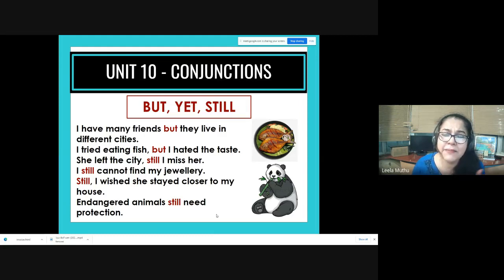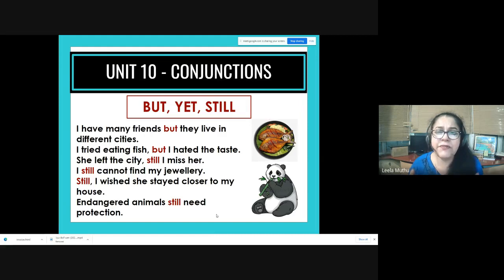She left the city. Still, I miss her. So it shows that some action has happened, but an ongoing action is taking place after that action. She has left, but what is the ongoing action? I miss her. An ongoing action of missing. She's left the city.